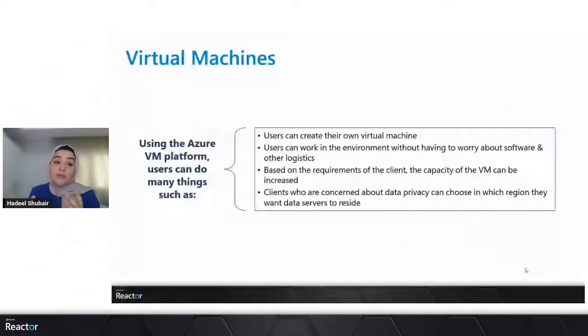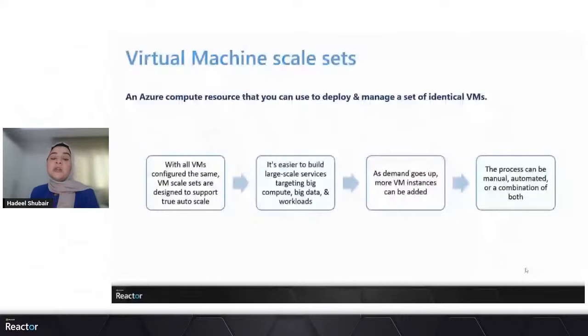Now, with virtual machines come virtual machine scale sets. Basically, virtual machine scale sets are a compute resource that you can use to deploy and manage, as well as run, a set of identical virtual machines. All the virtual machines are configured the same, so they're identical, of course. Virtual machine scale sets are designed to support auto scale, so they help with scaling your applications.